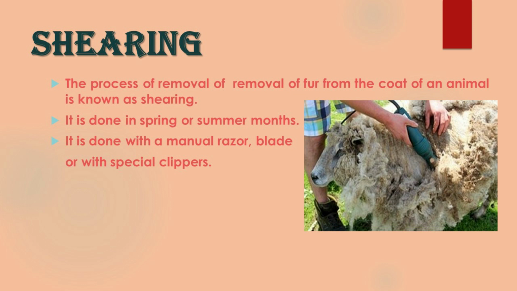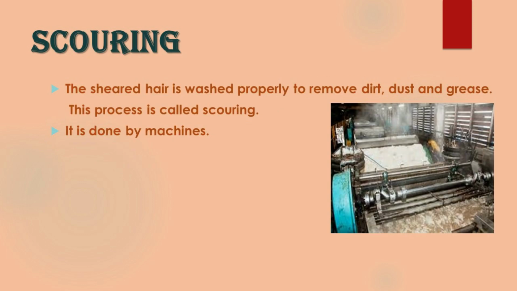The very first step is shearing. It is the process of removal of fur or hair from the coat of an animal. It is done annually in spring or summer months. Usually a manual razor, blade or special clippers are used to shear the wool. Sometimes fallen or loose hair from the animal's skin is also collected for this purpose.